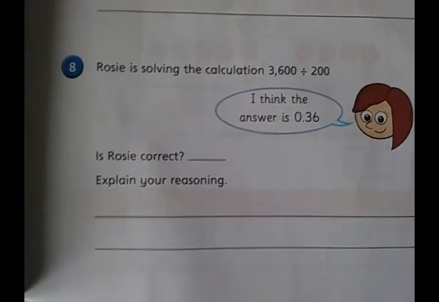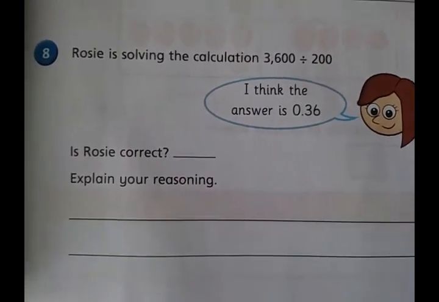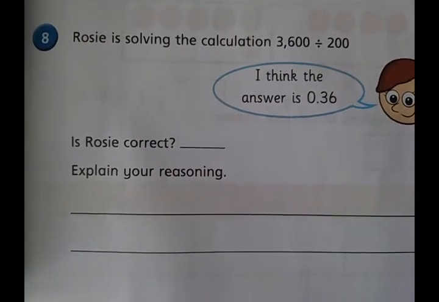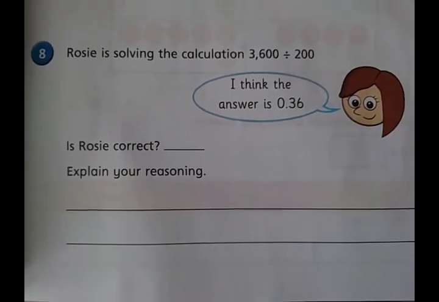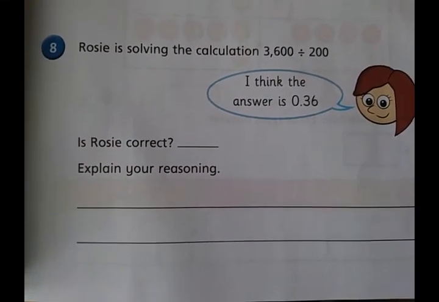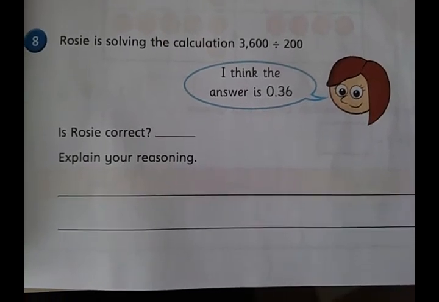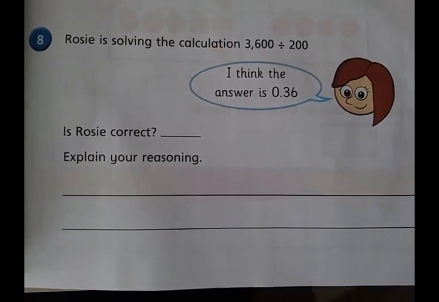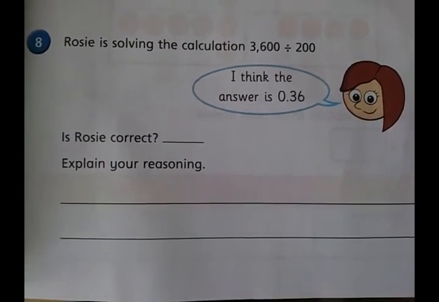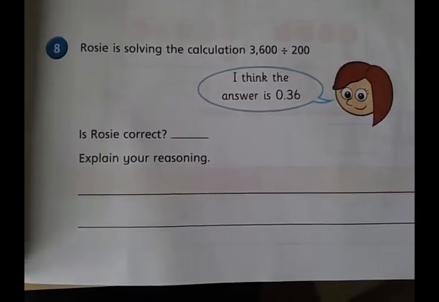Rosie, we all know Rosie. Rosie's great. But is she right? Rosie is solving... do you know what? I used to play golf with her dad. Anyway... Side point. Rosie is solving the calculation 3,600 divided by 200, and she thinks the answer is 0.36. Okay, is she correct? If she is, why? If she's not, I want you to tell me what you think the answer actually is.